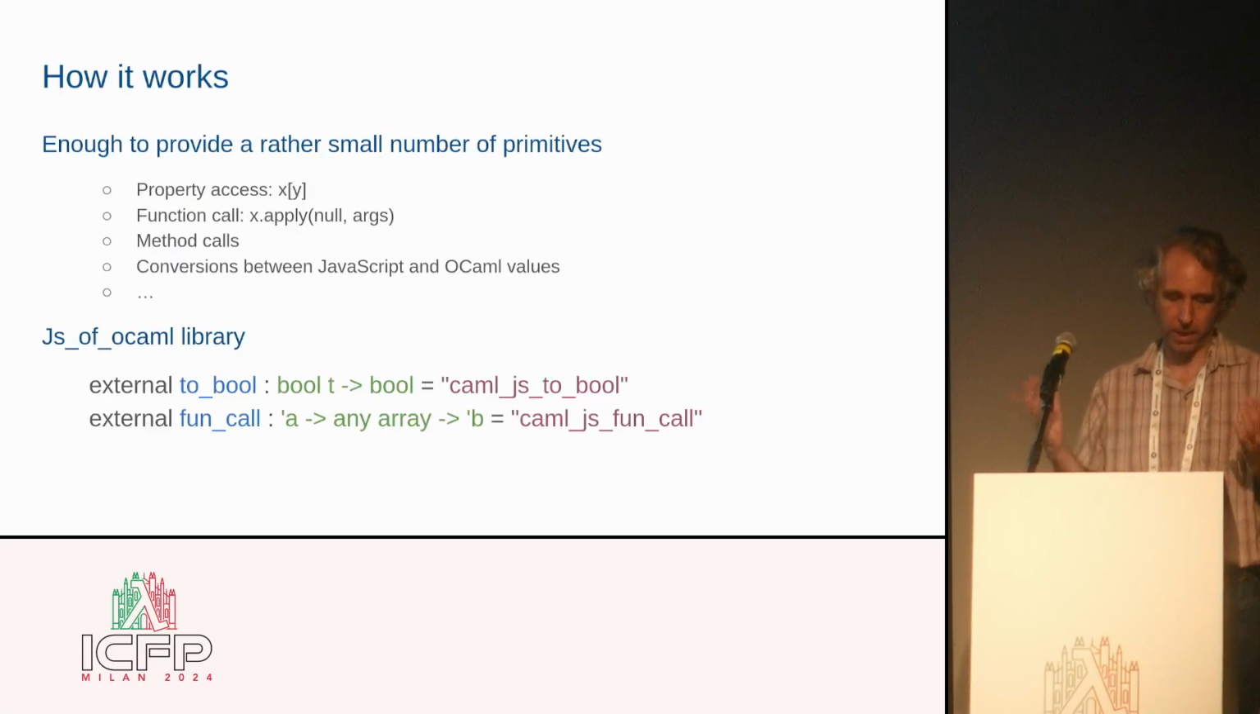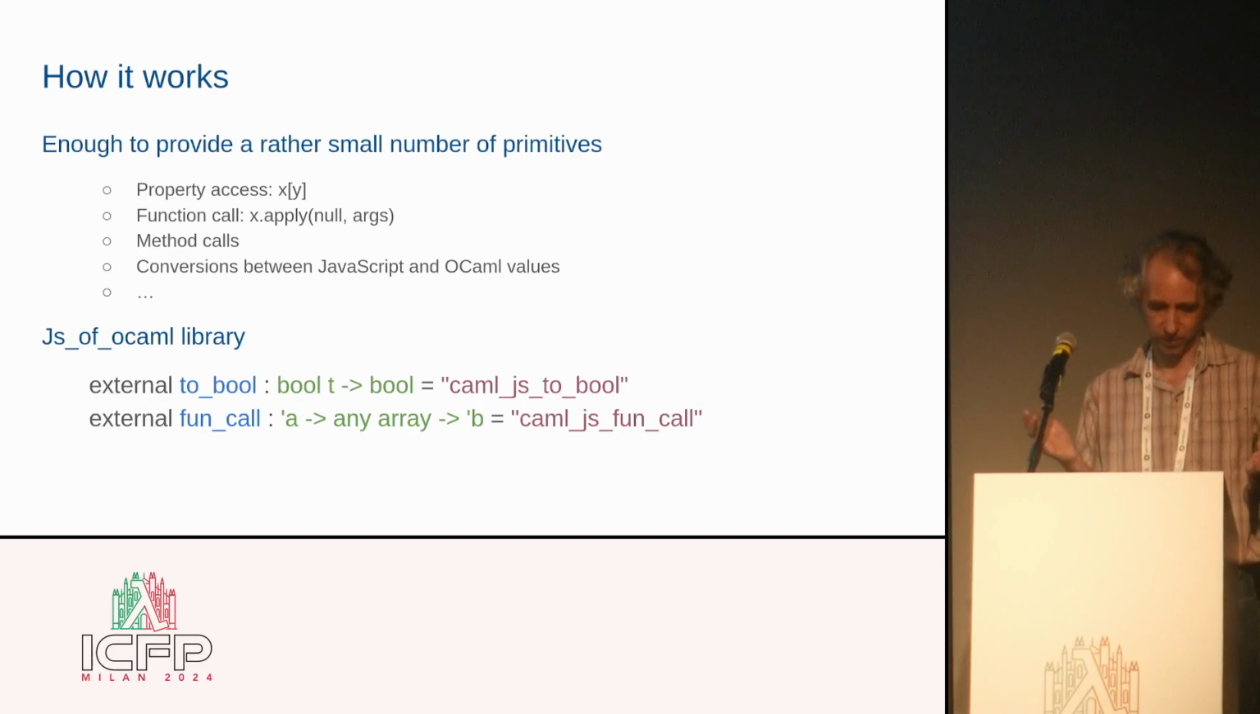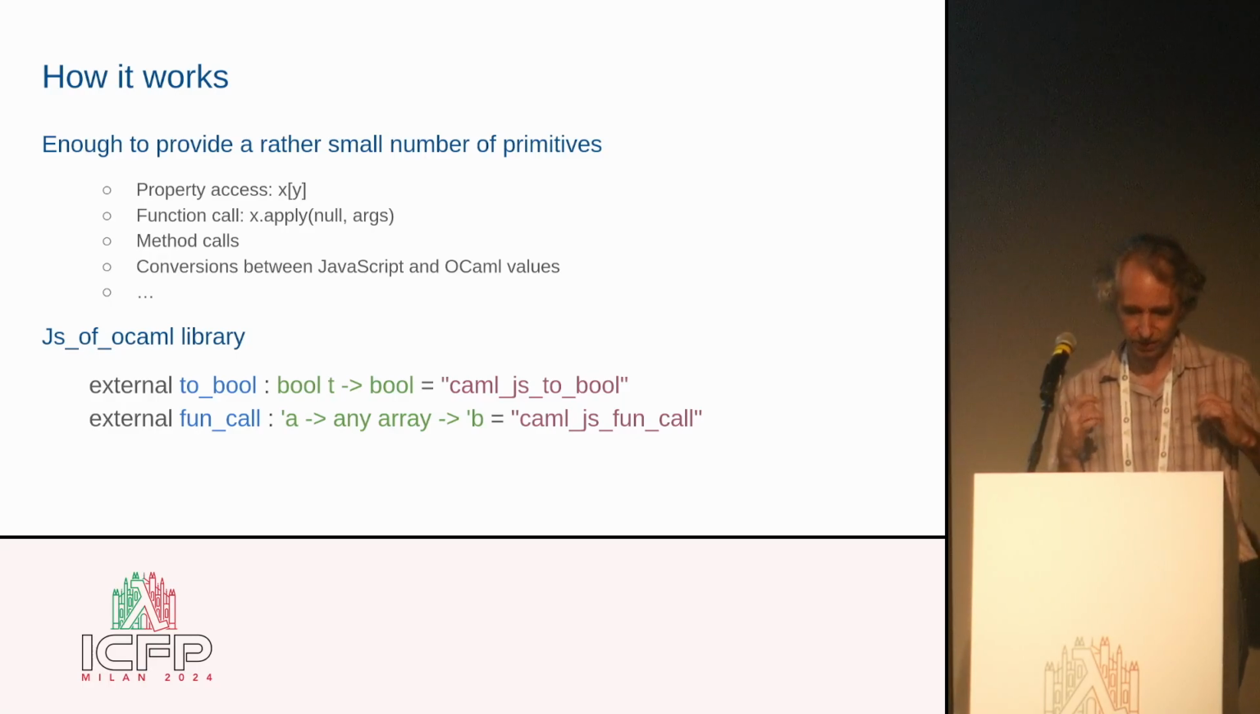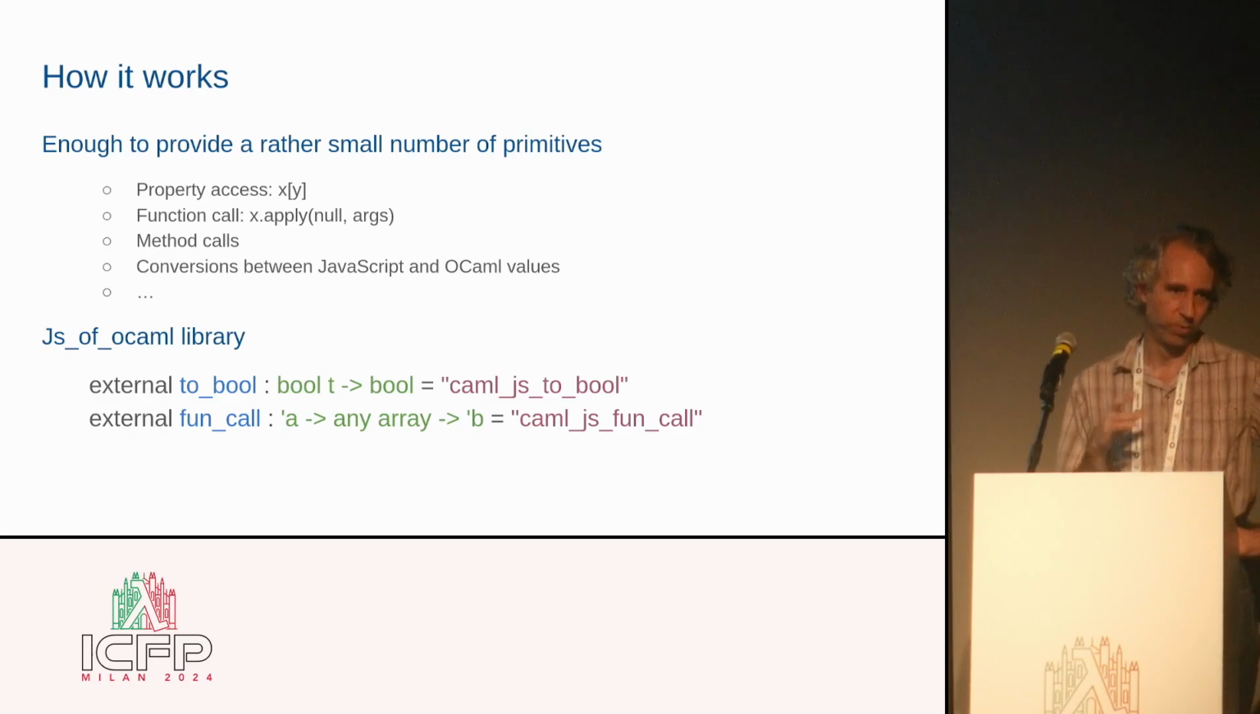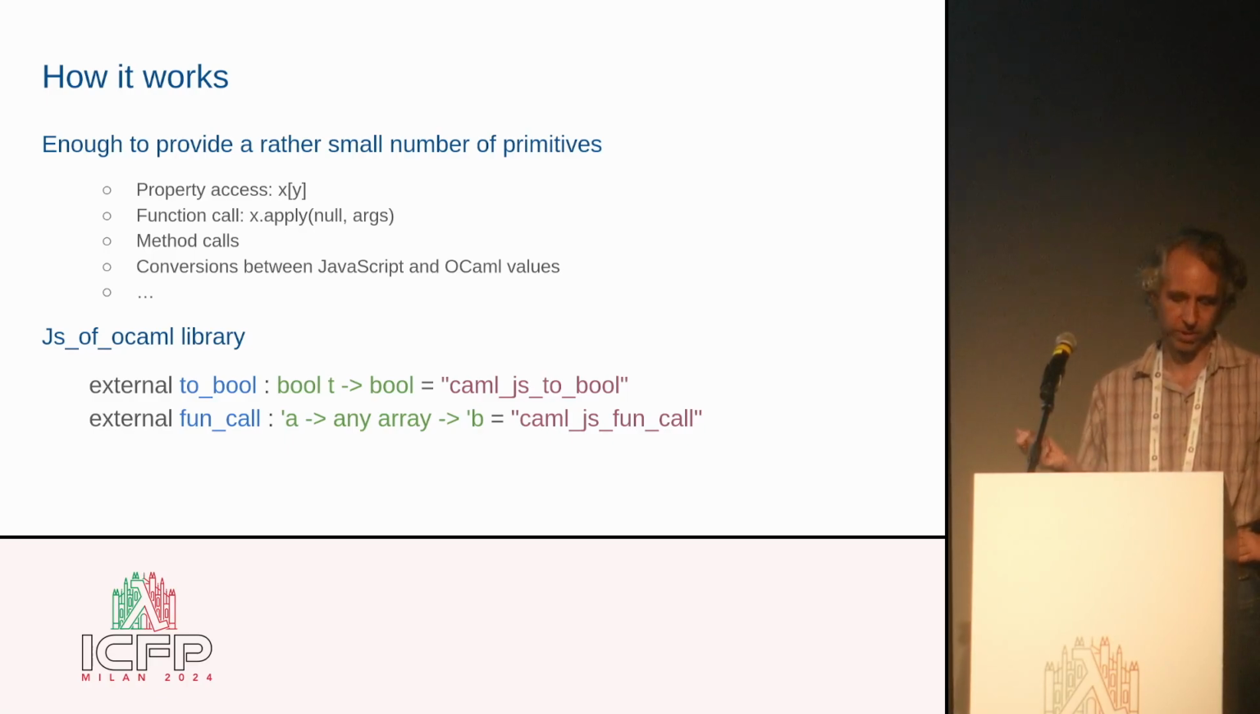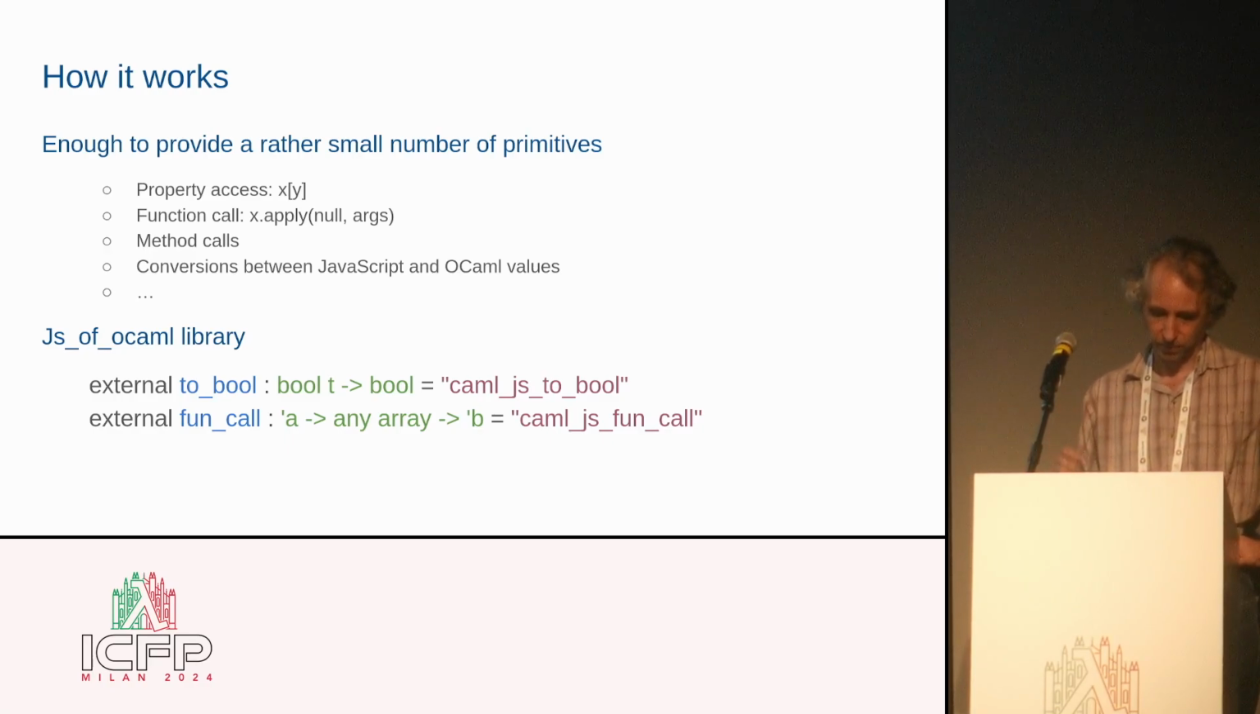Then I need to implement a rather small number of primitives to be able to interact with JavaScript. And these primitives are used to build the JSOO library. So for instance, you need to be able to access properties of an object, call functions and methods, and convert between JavaScript and OCaml values.